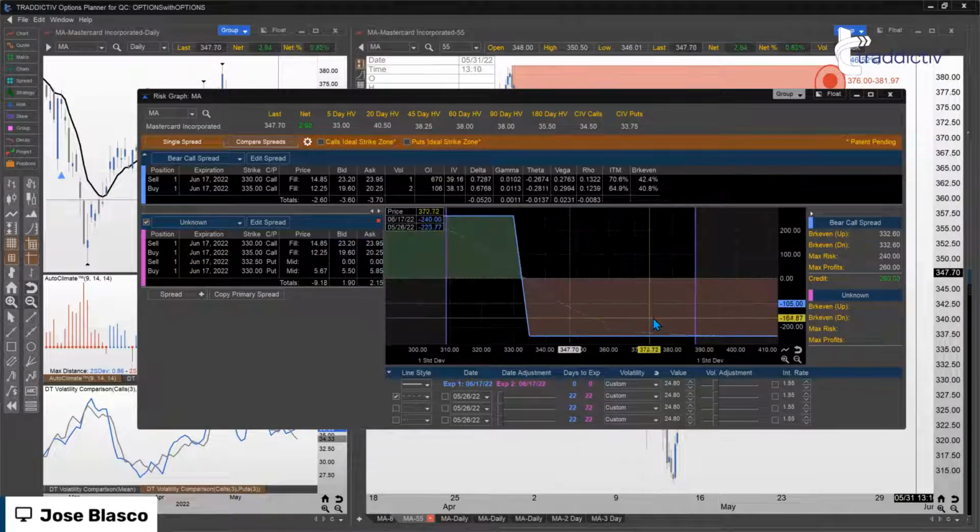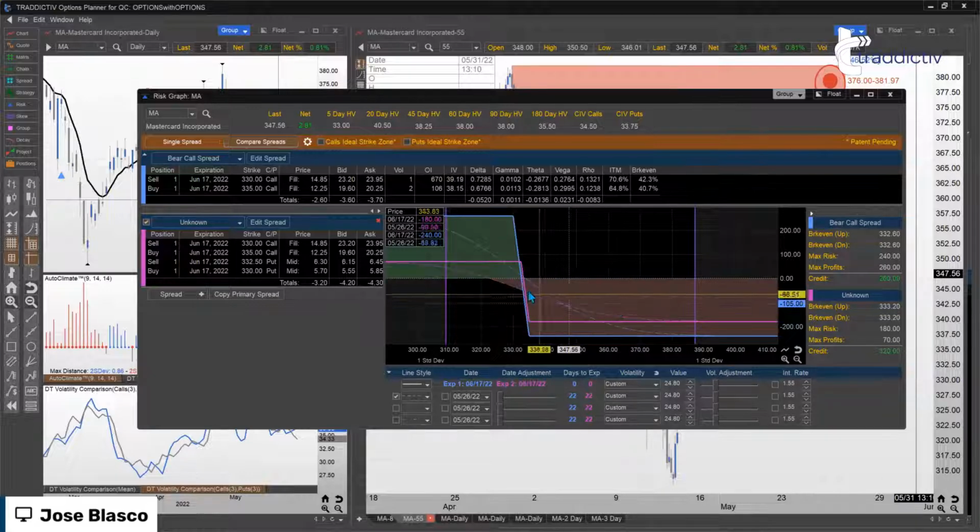So if I do that, the P&L now shows a similar level of profitability, 70, and the risk is 177.5, which to be honest is a bit better than before, isn't it? I was not expecting that one. Let me try that again.